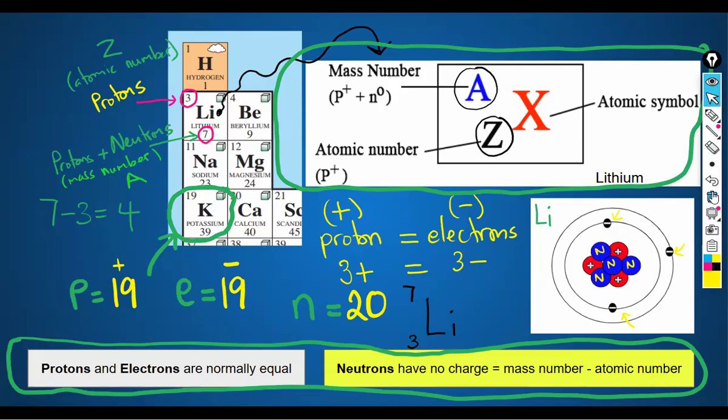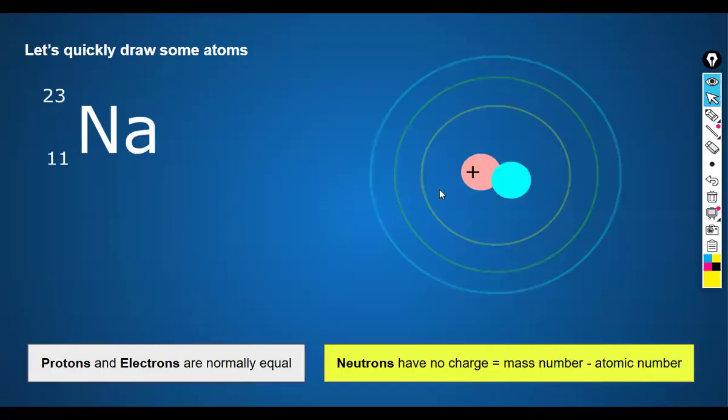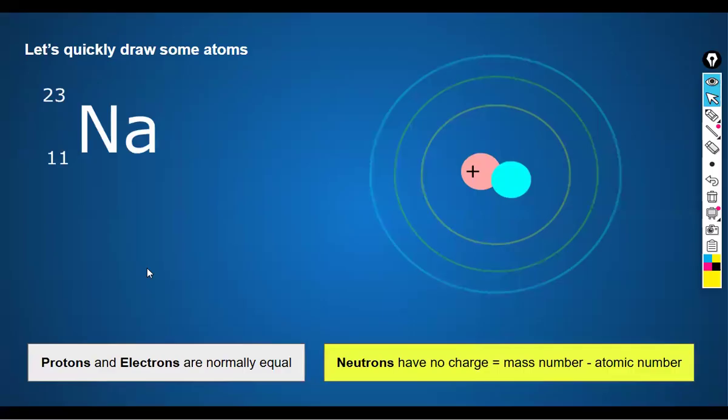Basic stuff here already. And don't worry, guys, if you don't get a chance to take down everything. The class is being fully recorded. Anything you miss, I'll give you the link after class to view it. So let's quickly draw some atoms.